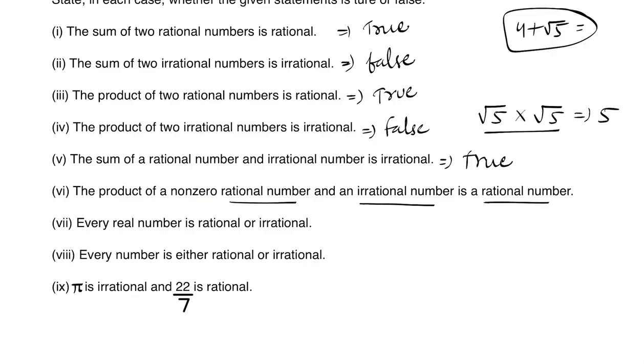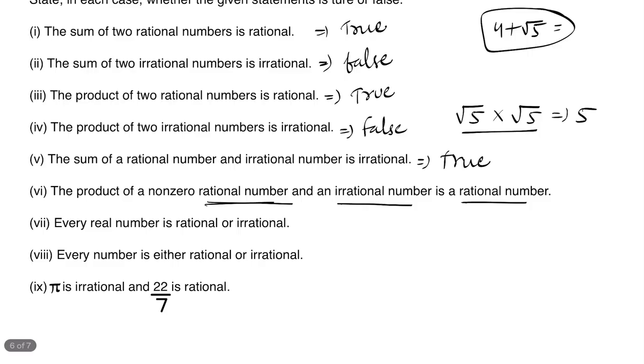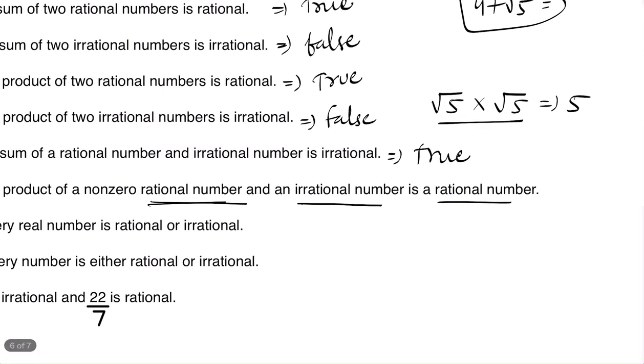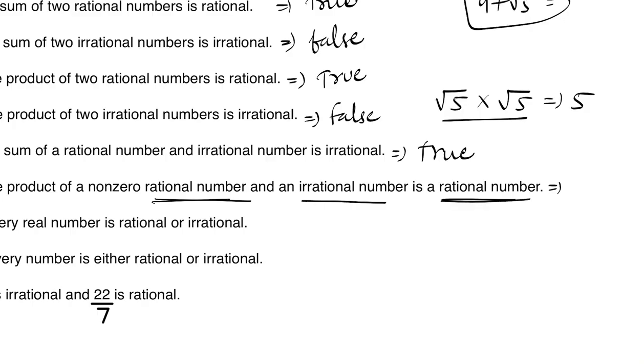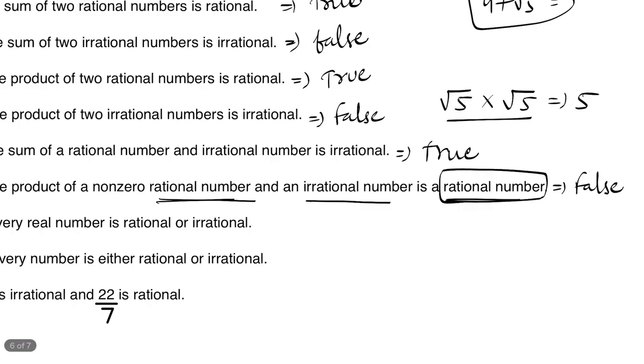Now the sixth question: the product of a non-zero rational number and an irrational number is a rational number. No, this is wrong. Why? The product of a rational number and an irrational number is an irrational number, not always a rational number. So this statement is false.